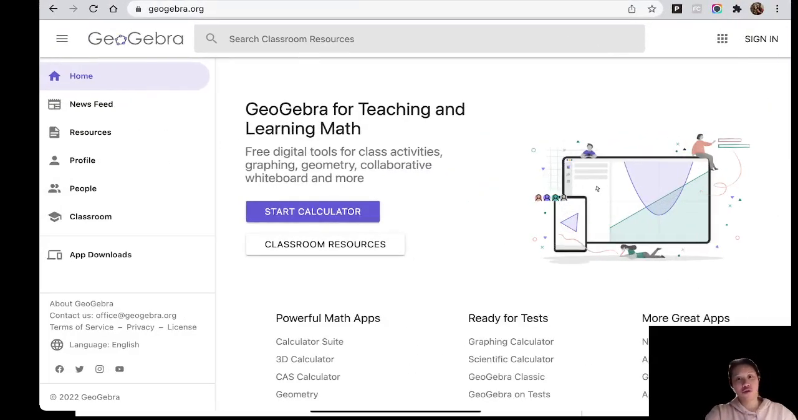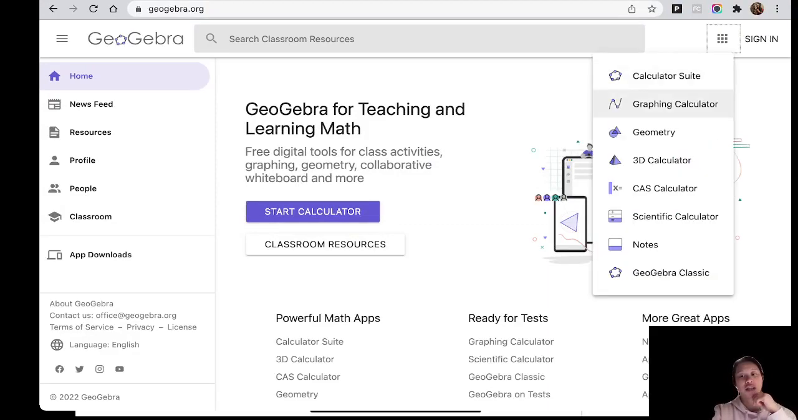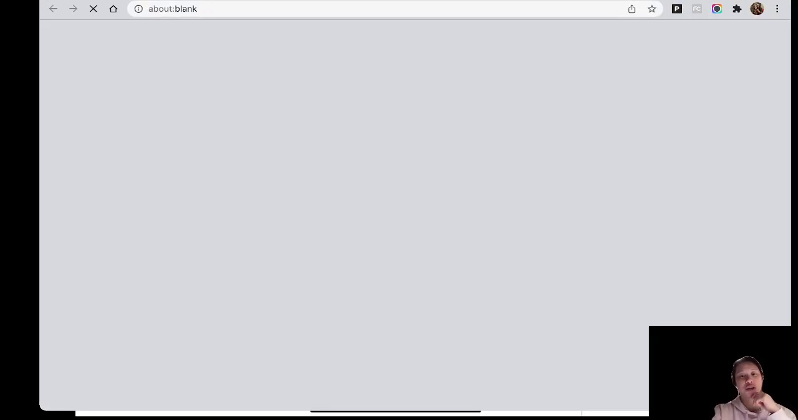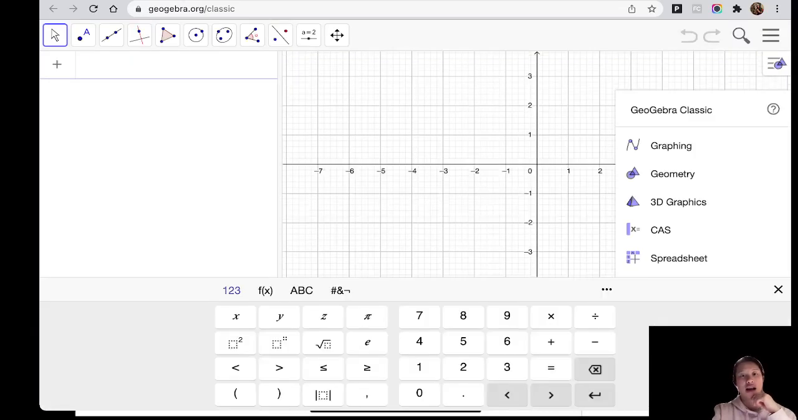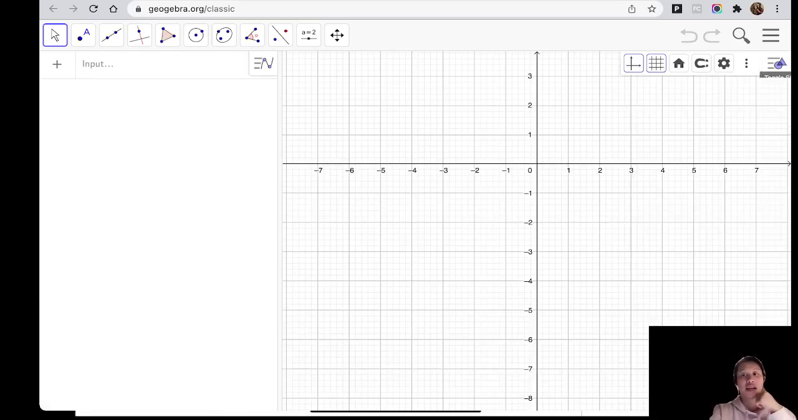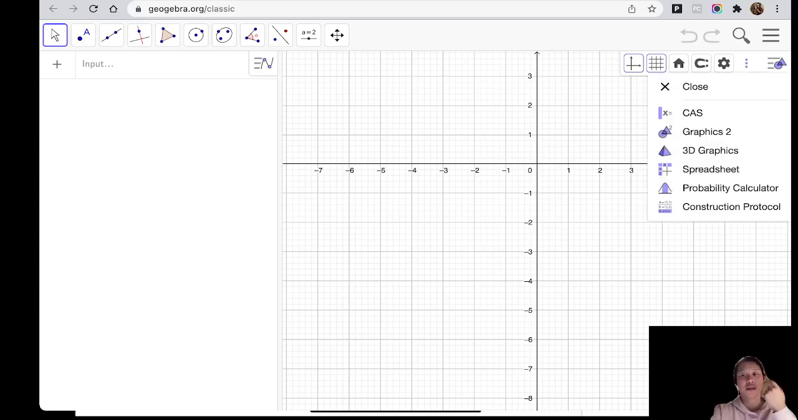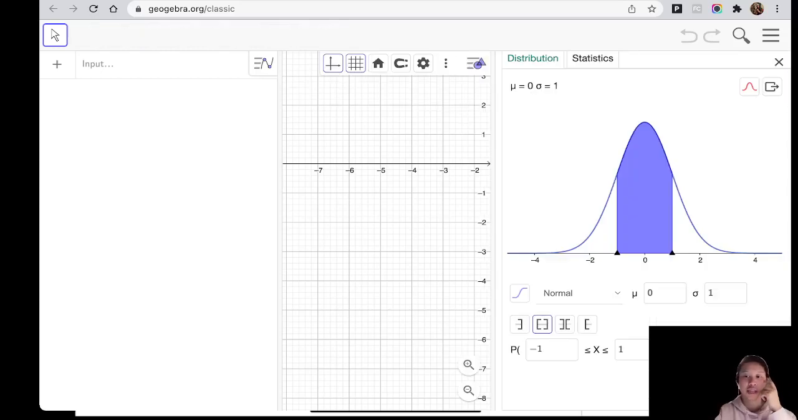So we type in GeoGebra. Again, on the upper right, you see a waffle icon. You click on the waffle icon, and you will have GeoGebra Classic. I will also put the link on the class. And then on the upper right, you will see a sandwich icon, and then click on the three dots, and you will see the probability calculator.